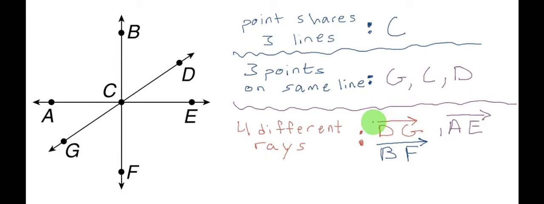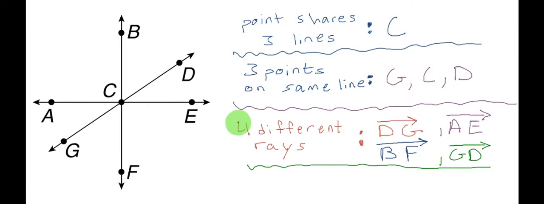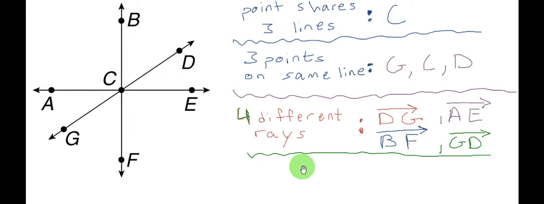Cool. And then finally, let's say, hey, you know what? Starting at G, passing through D. G, D, starting at G, passing through D. Cool, so now we have 4 different rays, and there are plenty of more in the figure to choose from. I'm going to go ahead and fix that 4 real quick. So that's 4 different rays. Let's go ahead and get a little bit more room here.